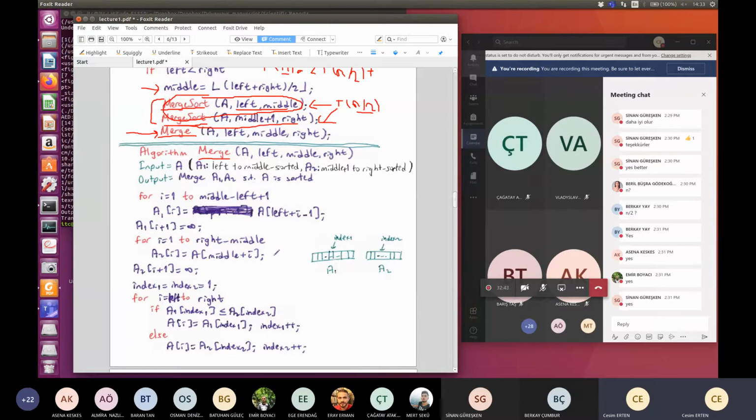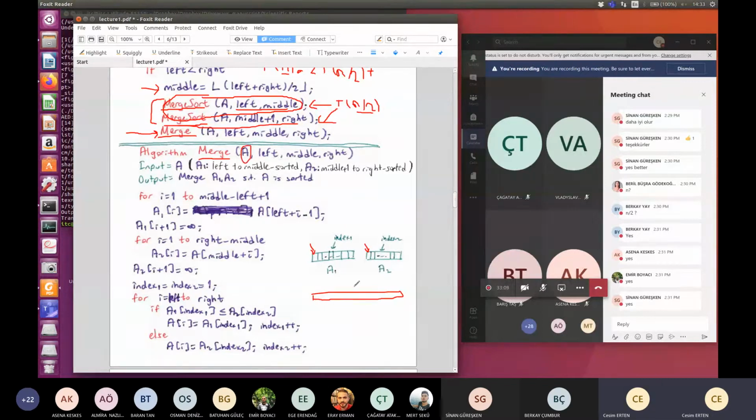Remember what the merge algorithm was doing. It has a pointer to the left part of the array, a pointer to the second array A2. This is the left part of the original array A. This is the right part of the original array A. And we need to combine these two into a single output array A.